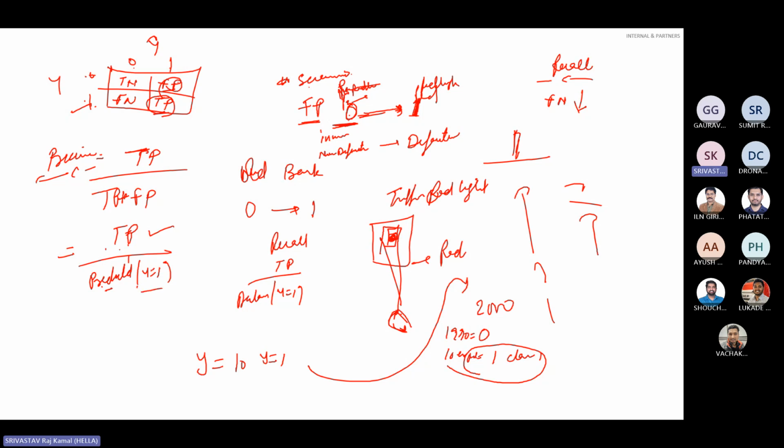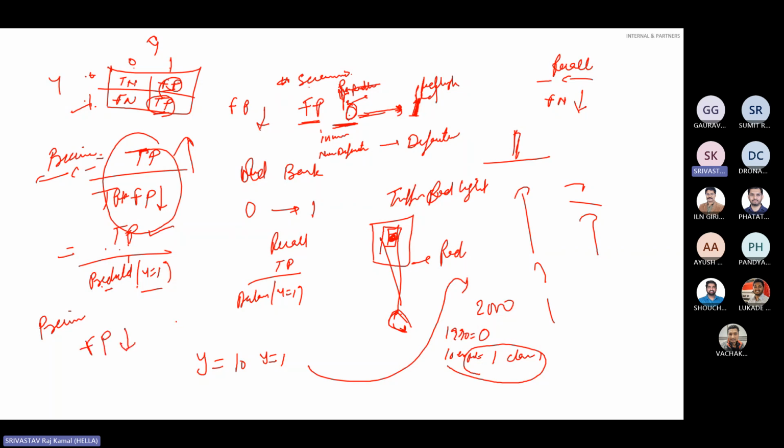So we have to be precise. In precision, we want FP cases to be reduced. So we want to reduce the FP. It means we want a higher precision overall. A higher precision means this model is capable of having fewer false positives.